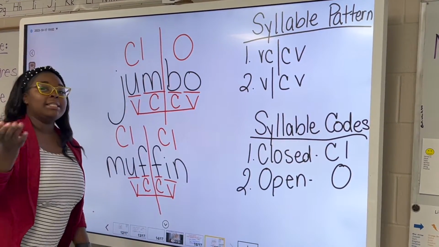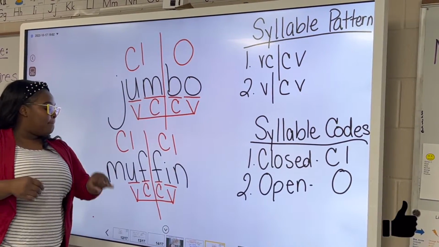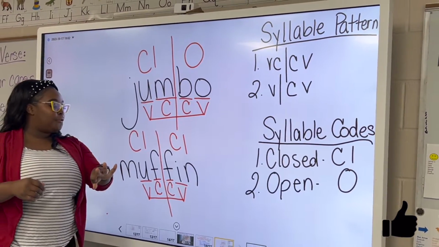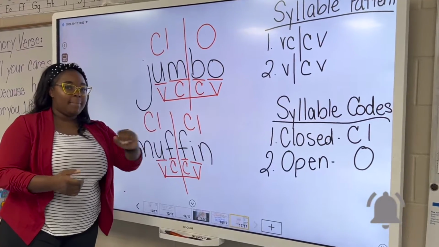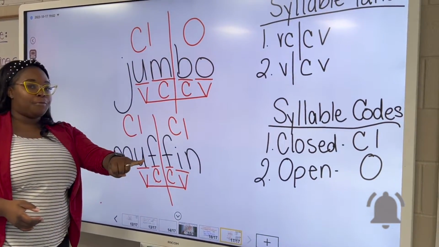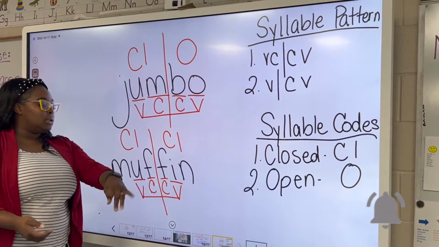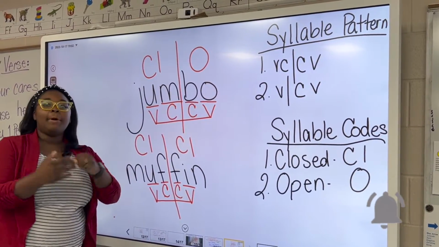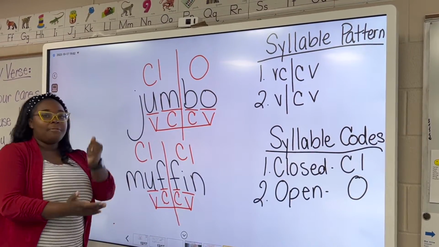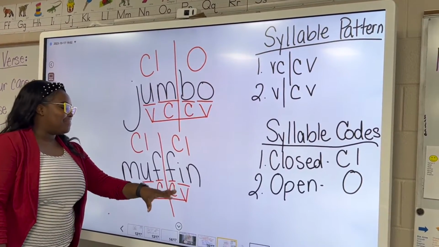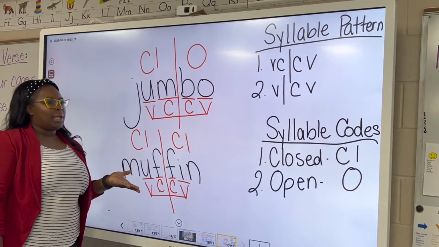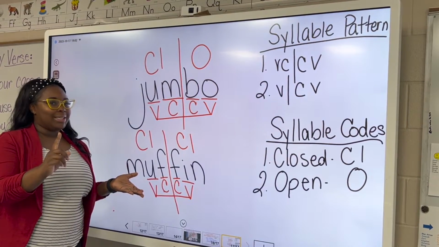Okay? So I'm going to do the same thing. I'm going to tap it out. Muff. Okay, that's the first syllable. Let's tap out the second syllable. Fin. And I'm going to put it together. Muffin. Muffin. That is my word. I think we can try one more.